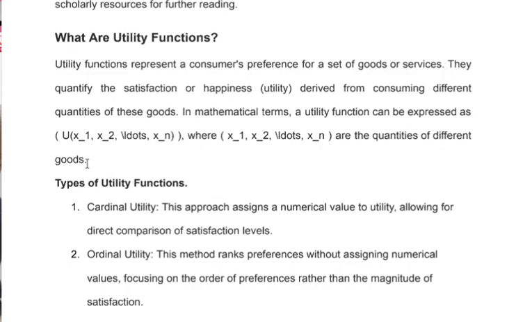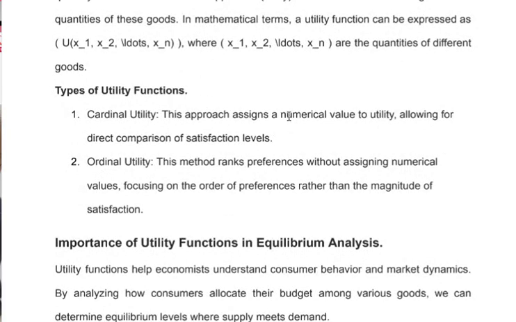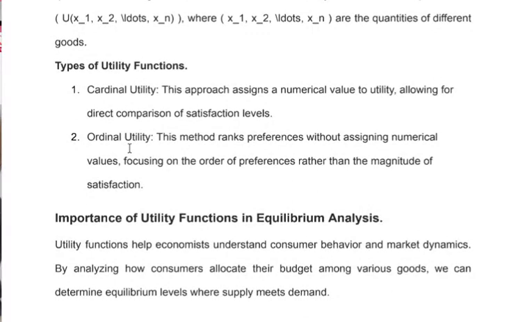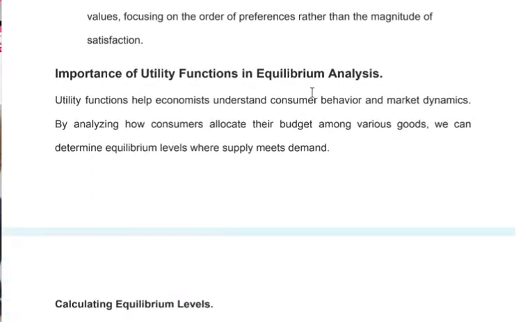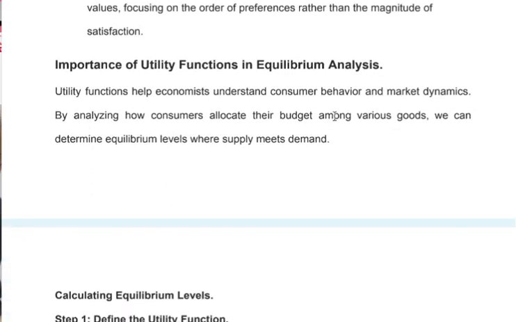Types of utility functions. Cardinal utility. This approach assigns a numerical value to utility, allowing for direct comparison of satisfaction levels. Ordinal utility. This method ranks preferences without assigning numerical values, focusing on the order of preferences rather than the magnitude of satisfaction.